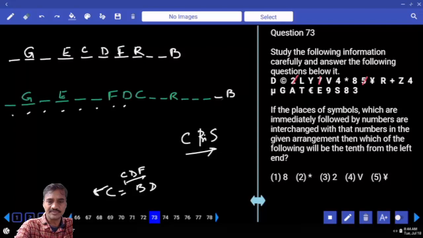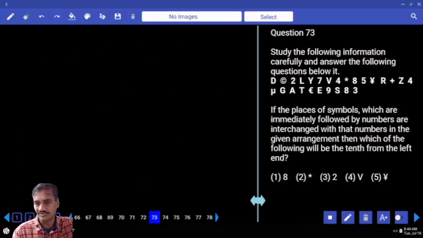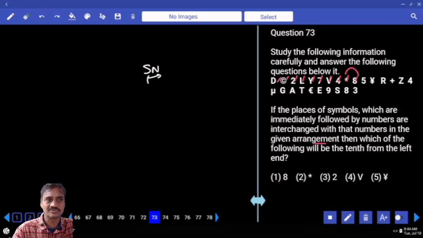Then 73, the places of symbols which are immediately followed by numbers. Okay, places of symbols that are immediately followed by numbers are interchangeable. Then with that, in the given arrangement, which of the following will be 10th from the left hand? Now 10th from the left hand, here 1, 2, 3, 4, 5, 6, 7, 8, 9, 10. Now the 10th from the left hand symbol is immediately followed by a number and this 8 will come to the place of the symbol, and the symbol will go to that place. So what is your answer? Choice 2, question number 73.